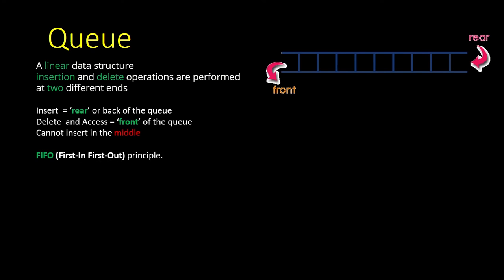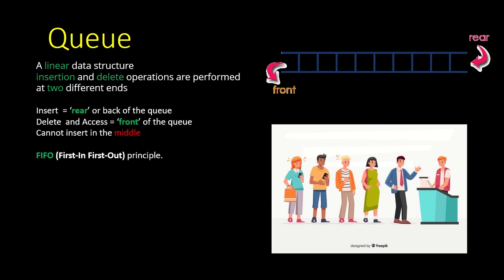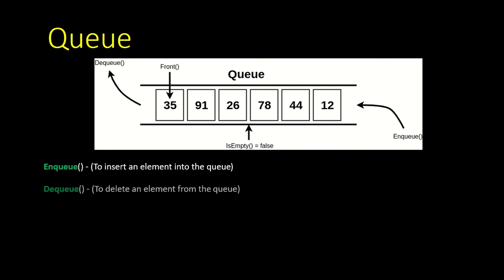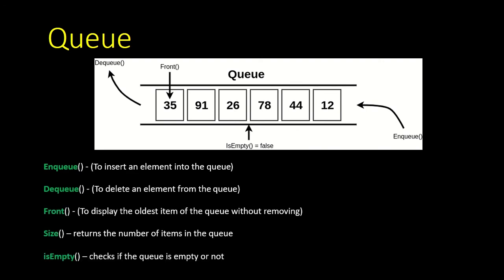So a queue follows a first in first out principle, or the FIFO principle, just like our example of waiting in line. This is a more clear visual representation of a queue. So we have its methods. First is the enqueue method, which is to insert an element into the queue. That is this part right here. We enqueue an item at the back part of the queue.